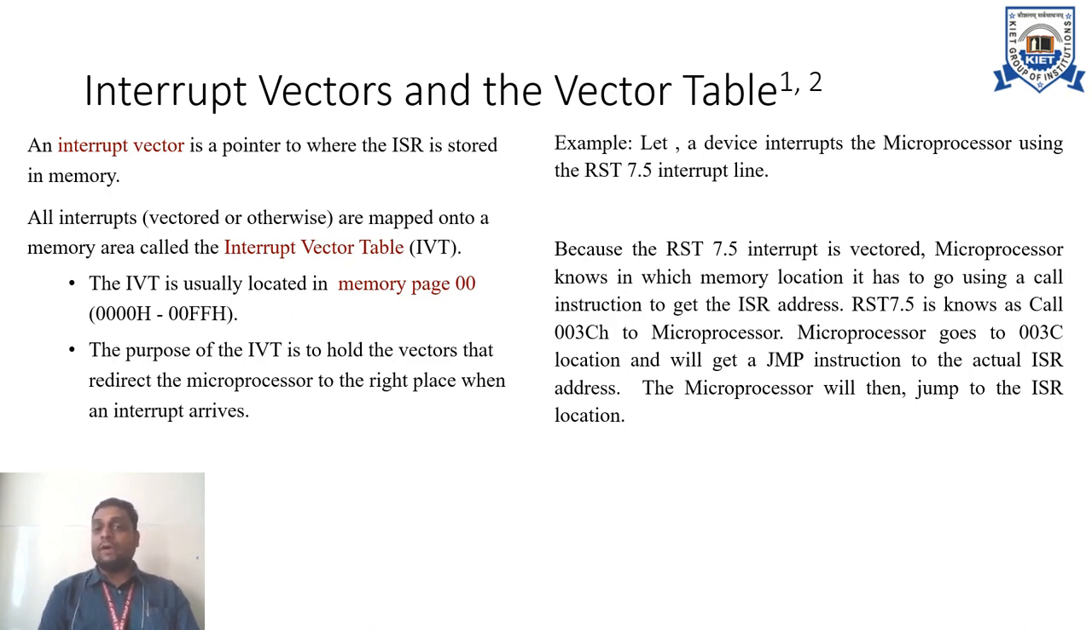For example, let a device interrupt the microprocessor using the RST 7.5 interrupt line. Now, as the 7.5 interrupt is vectored, the microprocessor knows to which memory location it has to go using a call instruction to get the ISR address. Now, 7.5 makes a call to this location, which is already defined in the interrupt vector table. So the microprocessor goes to the location and gets a jump instruction to the actual ISR address, and then the microprocessor jumps to the ISR location. In this manner, the execution of the interrupt vector happens.